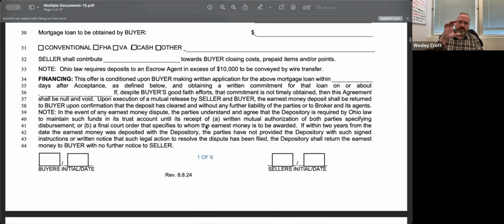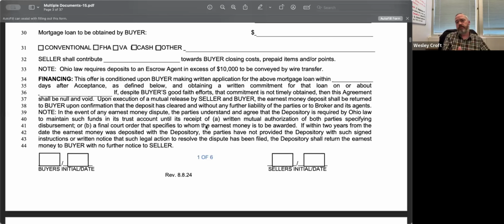Okay, so this next block, lines 34 to 44. This is where we start to build in, you remember what I said earlier about you're going to accept this as is. Now we're going to start to build in some contingencies within the offer. This is the first one, so we call this the financing contingency. We'll read starting on line 34. It says this offer is conditioned upon buyer making written application for the above mortgage loan within X number of days after acceptance. Okay, so let me help you understand what this is.